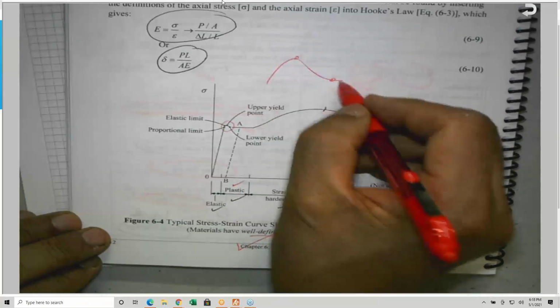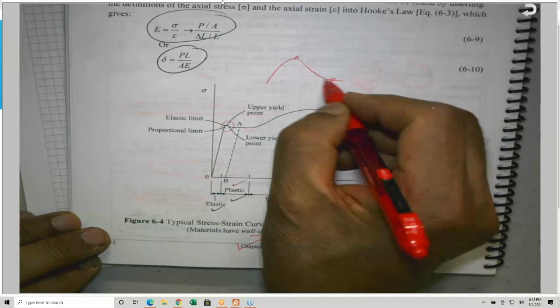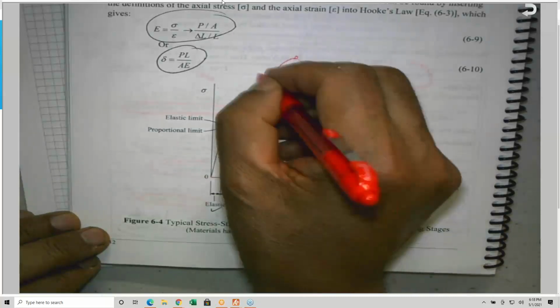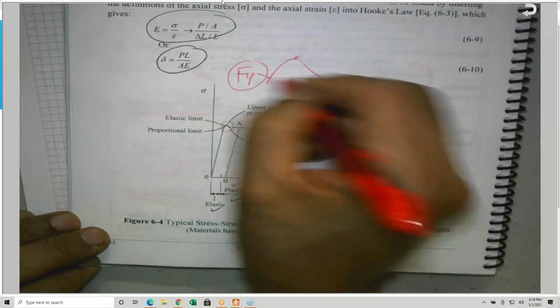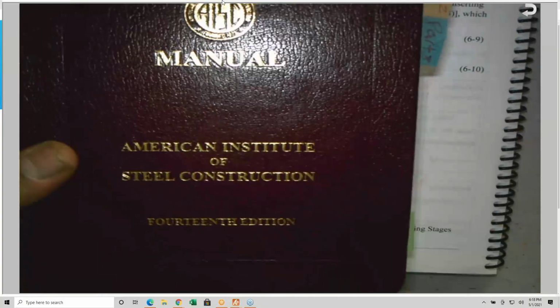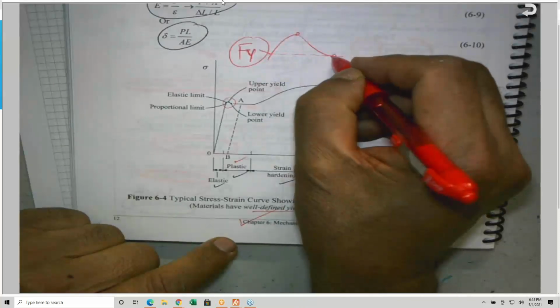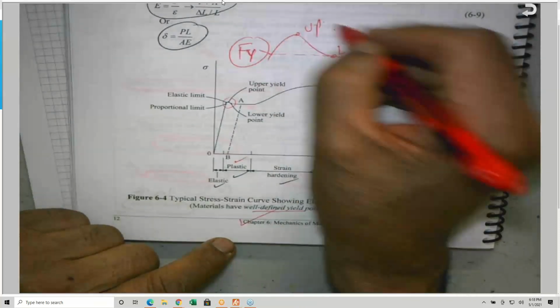In design, in the steel manual, and I'm sure that all of you maybe took the steel class, the F sub Y that is listed in the steel manual, like this one here, which you'll see on a page, by the way, I took it from the steel manual. Whatever edition you use, all of them have the same tabulated values. They are using the lower yield point. This is the lower yield point, and this is the upper yield point.